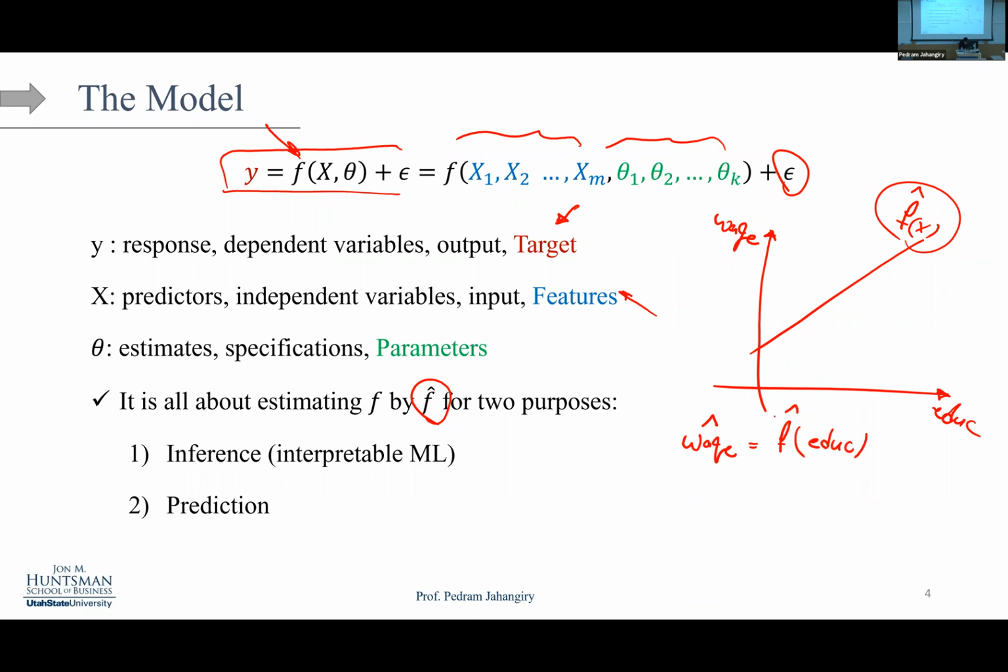And if I have guessed that function, if I have estimated that function, so for example, we have beta hat 0 plus beta hat 1 education. So at the end of the day, we have something like this. Is this familiar to everyone, what we're doing? At the end of the day, we want to estimate this line, right? So we call it f hat, right? So in this simple example, what are the parameters?